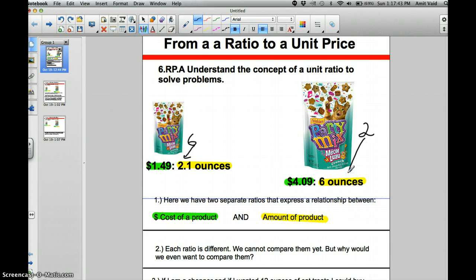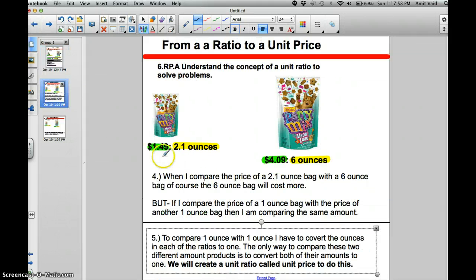You'll end up with about 12 ounces, but what would you do? Buy 6 of these or buy 2 of these? That's why we want to be able to compare these two. It's hard for us to make this decision without knowing something else. When I compare the price of a 2.1 ounce bag with a 6 ounce bag, of course the 6 ounces will cost me more. But if I compare the price of a 1 ounce bag with the price of another 1 ounce bag, then I'm comparing the same amount.